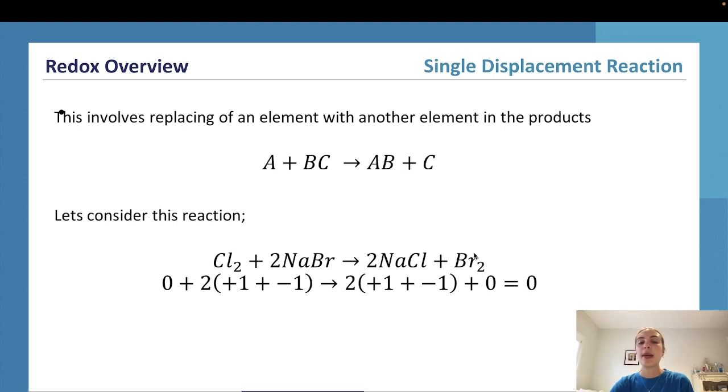Then we look at bromine, and bromine here is bromine gas. Bromine gas is purely made up of just bromine, so we use rule number 1, which tells us that its oxidation number is going to be 0 for each bromine atom. So we can see that bromine is going from -1 to 0.